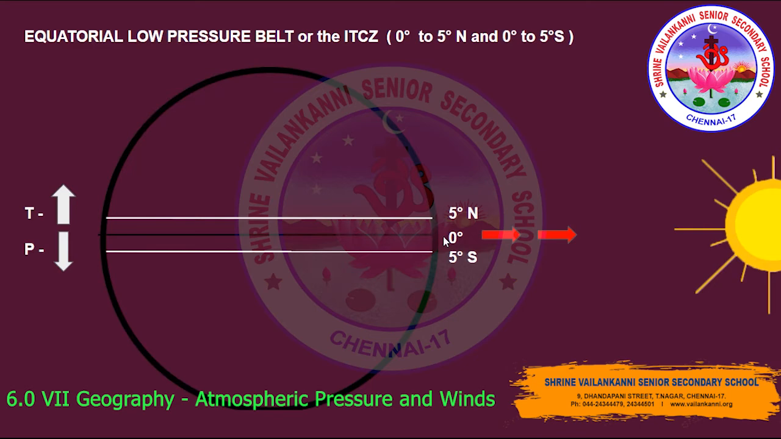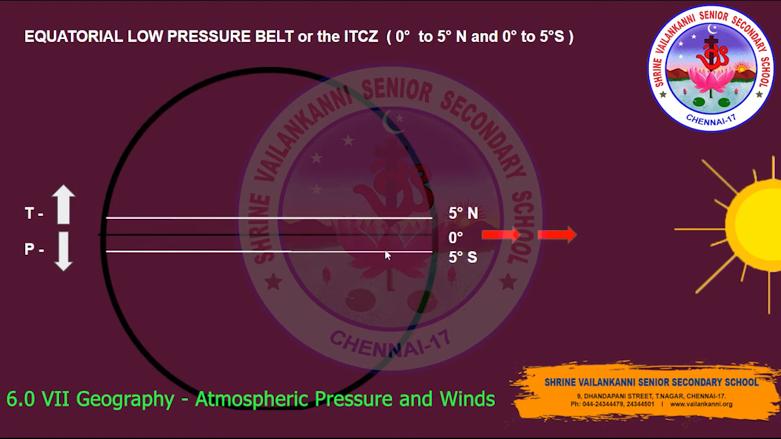Yes, you can see the equatorial low pressure belt alone, for better understanding. Here it extends from around 0 degree. This is the equator, from 0 degree to 5 degree north, and this region extends from 0 degree to 5 degree south. So this entire area is called the equatorial low pressure belt. Now we'll see why it is called a low pressure belt.